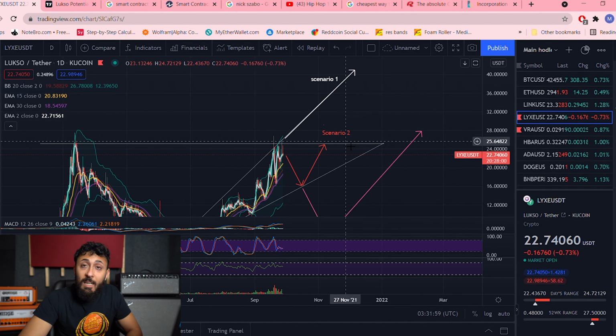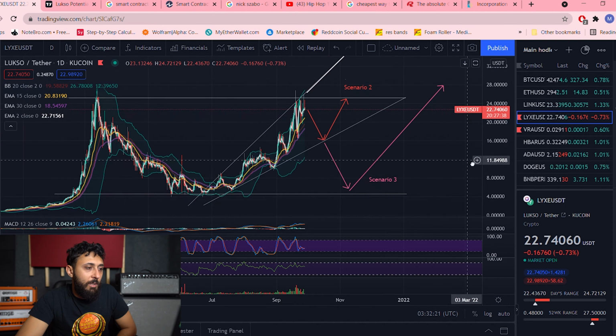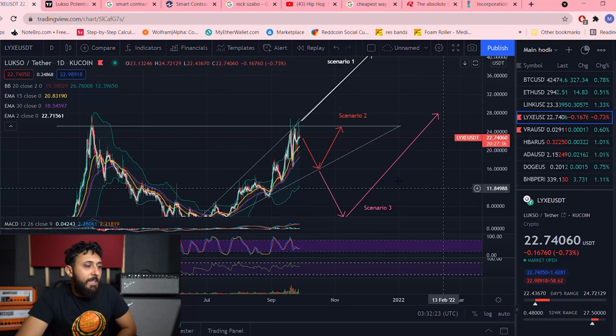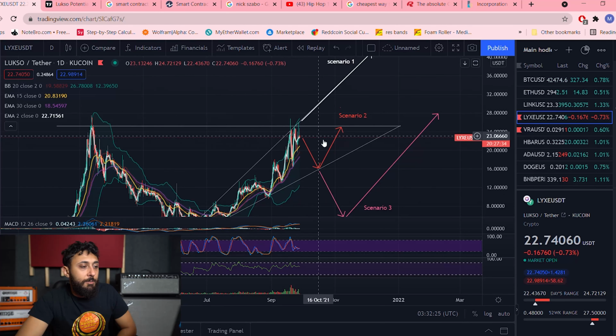Now, that's the first scenario. Very simple. In this scenario, what you do is you just dollar cost average all the way up and wait for a dip. That's how you handle scenario 1. That's what most people are probably expecting. Now, scenario 2, which would make a lot of sense right here, is a teacup and handle, right?